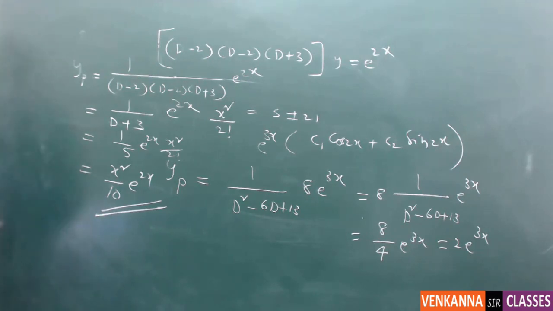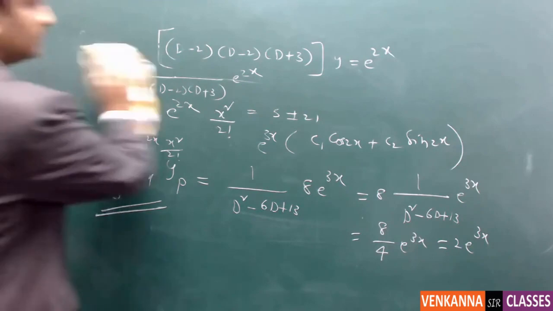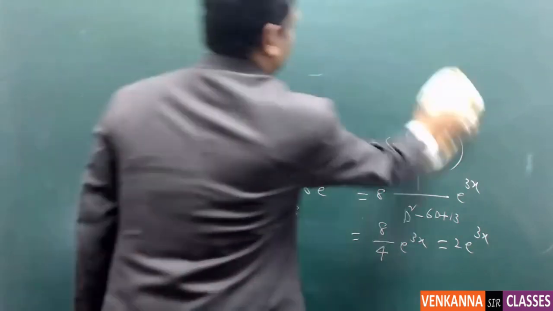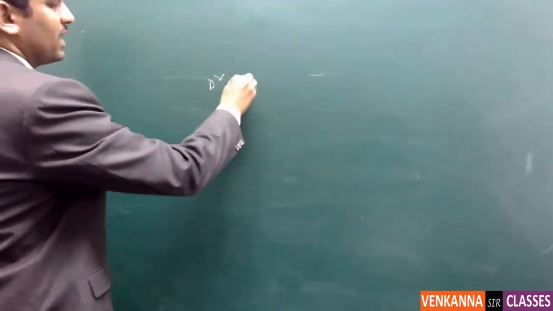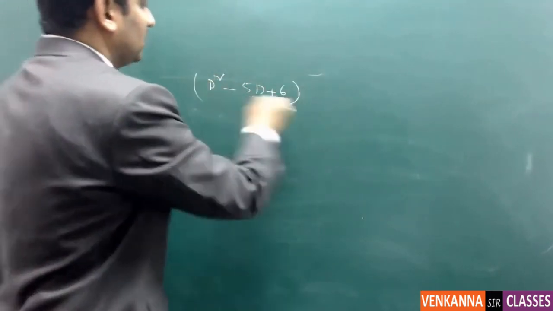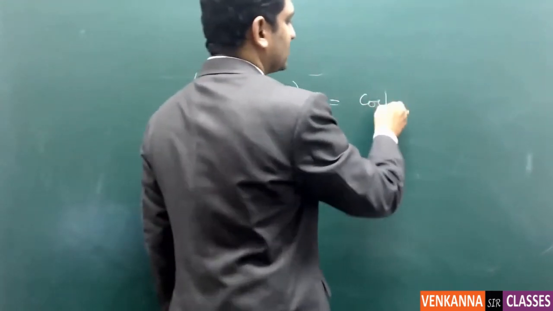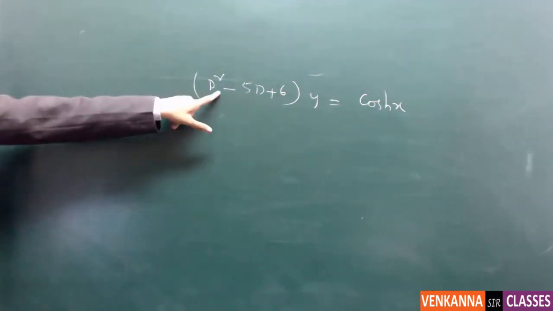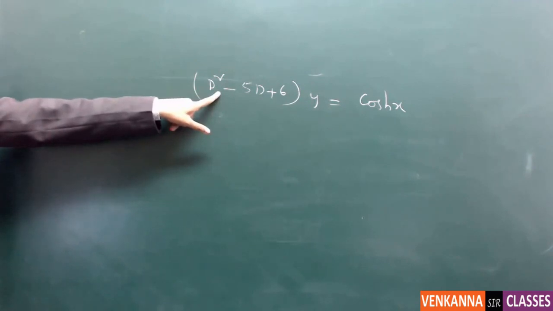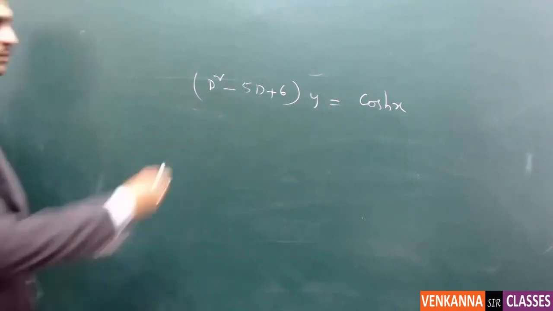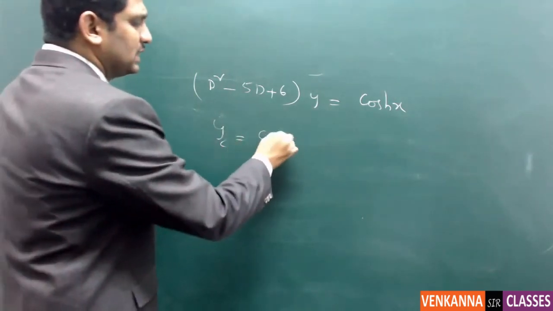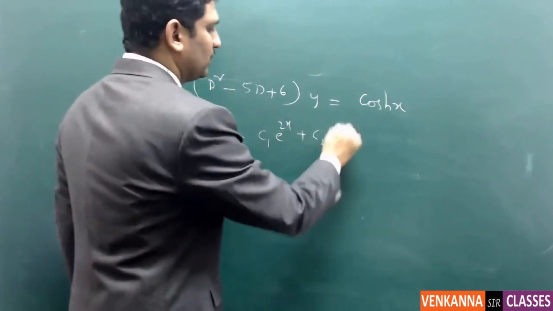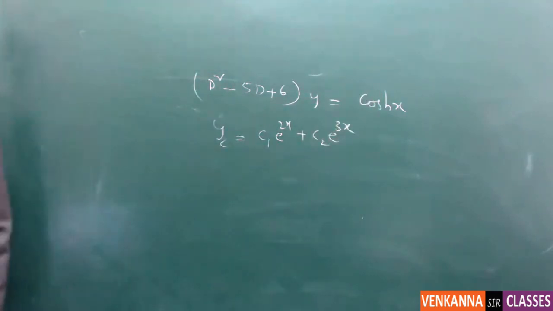Right. Let me give you an idea too in this model. So take an example that d square minus 5d plus 6 into y is equal to cos hx. Now, as we know, the roots here are 2, 3, so that yc is equal to c1 e power 2x plus c2 e power 3x. Accepted?